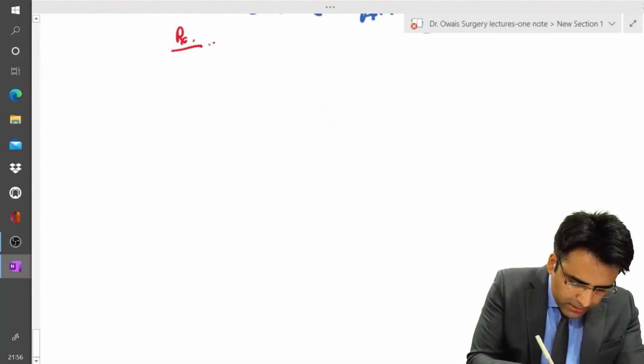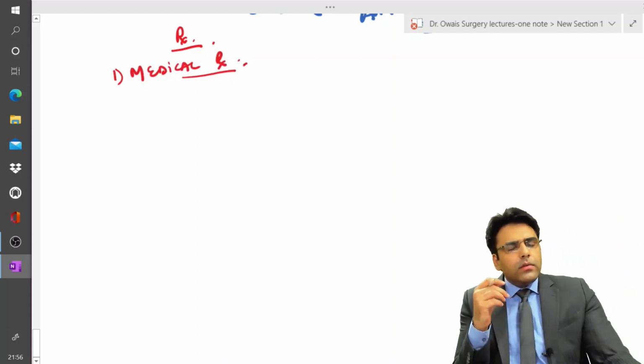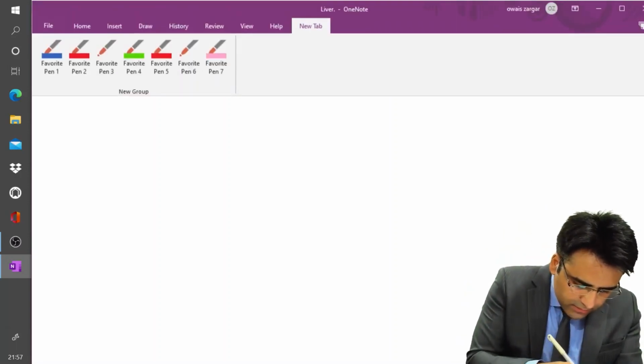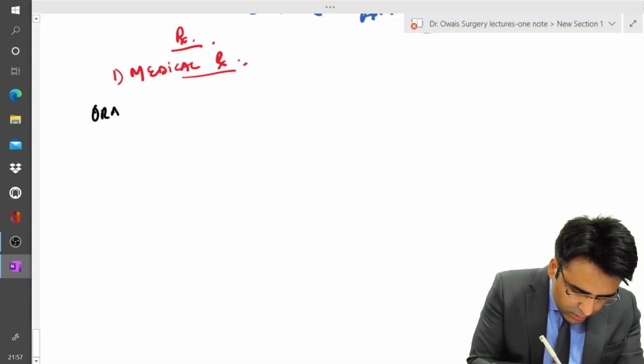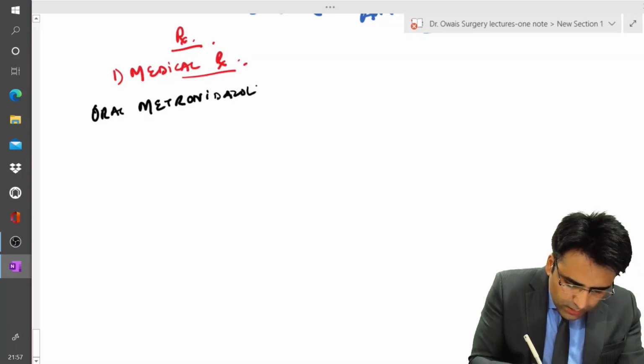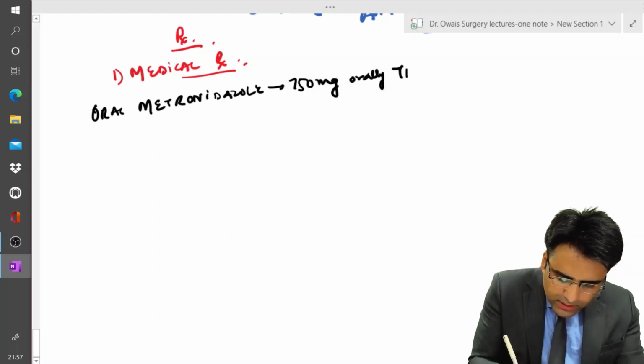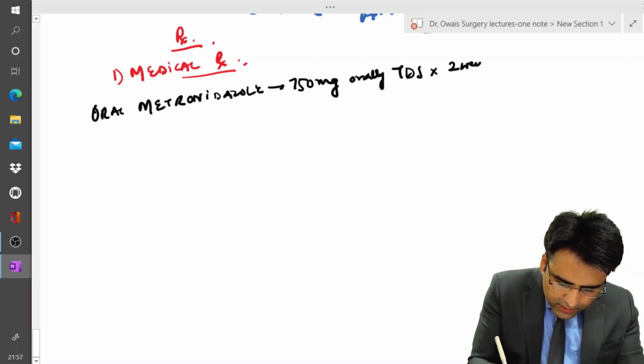Now in the treatment, first we will discuss medical treatment. Metronidazole is the drug which is given in the medical therapy, in the dosage of 750 milligrams TDS over a period of 2 weeks. So the drug is oral metronidazole, given in the dose of 750 milligrams orally 3 times a day over a period of 2 weeks.